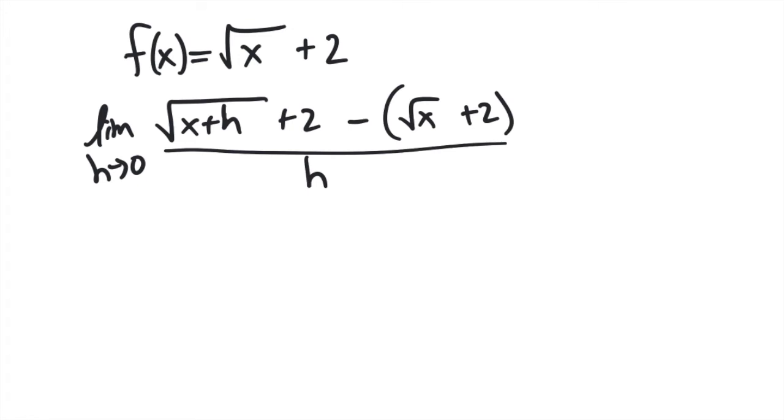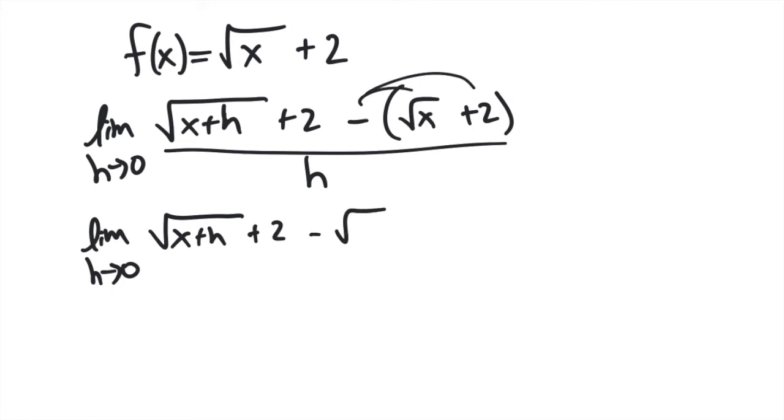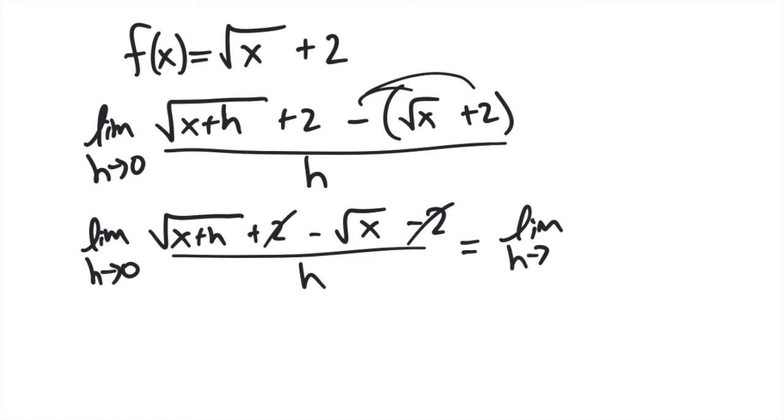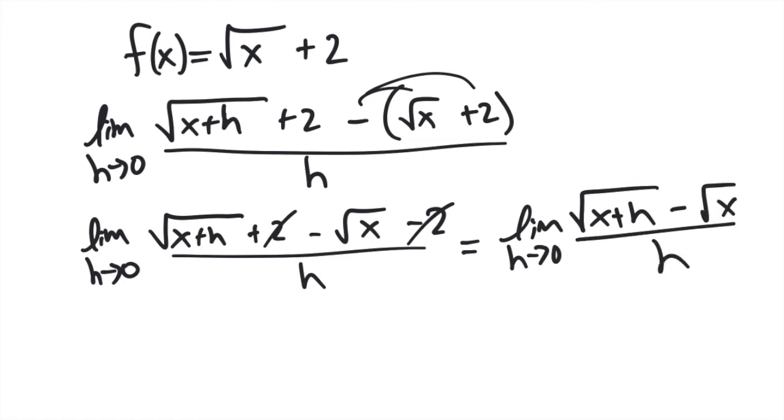Okay, and what you might see pretty quickly is that in this, you're going to have something cancel almost right away. Because if we write this out, this is a square root of x plus h plus 2. If you distribute that negative, we get a minus the square root of x minus 2, all over h, and oh yeah, we have a plus 2 and a minus 2. That's kind of nice. Okay, so we have the limit as h goes to 0 of the square root of x plus h minus the square root of x all over h.